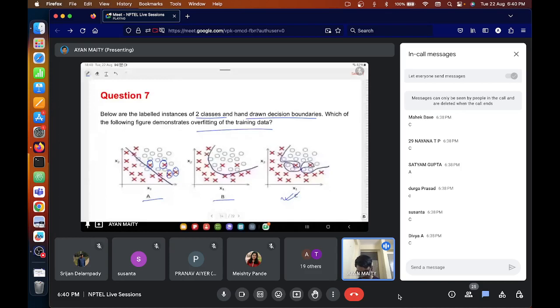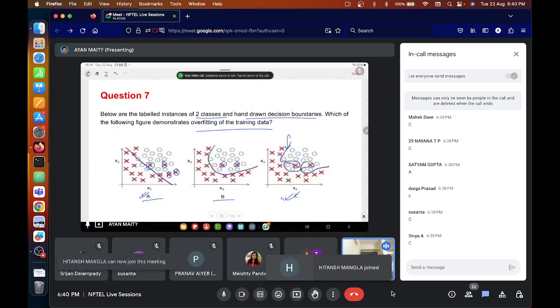So this first classifier A is not giving much importance to those noise points. These noise points are misclassified, so it is not giving much importance to those. And in B we can see that two noise points are misclassified, but overall the classification is good. Most of the points are correctly classified. And in option C we can see that all the points are correctly classified, but the decision boundary is very complex, and it tries to correctly classify even the noise points.